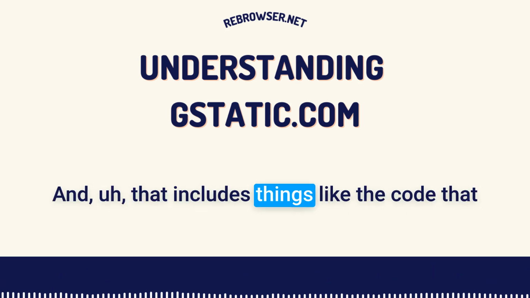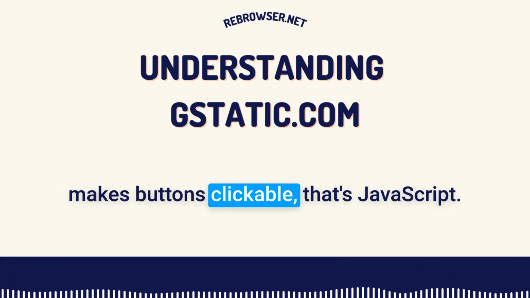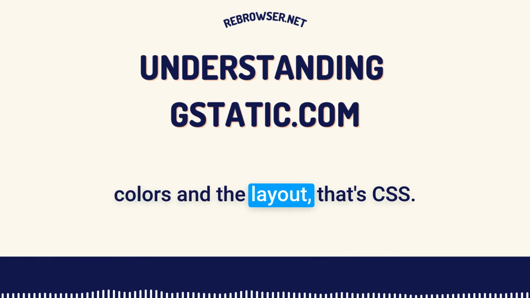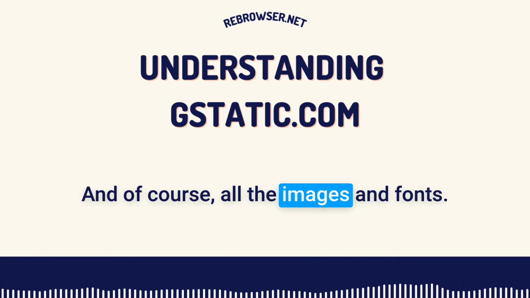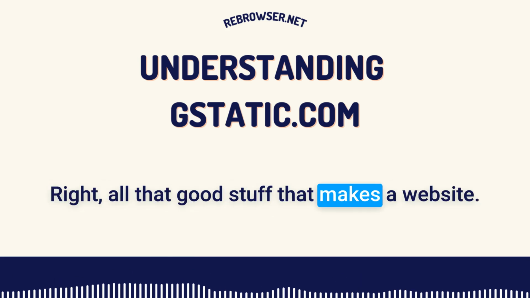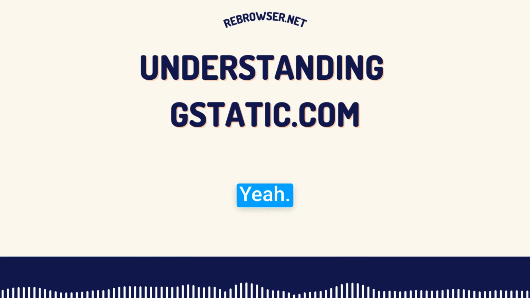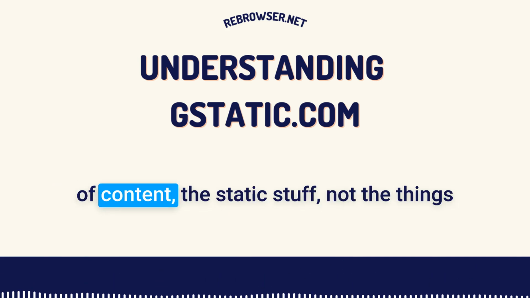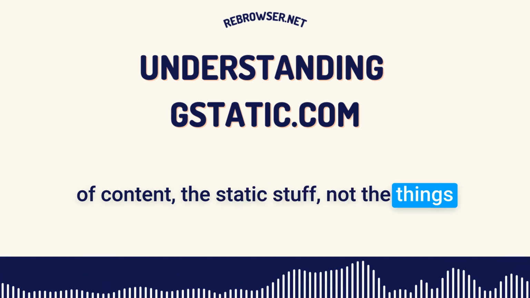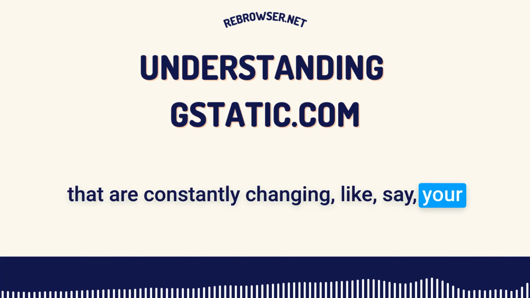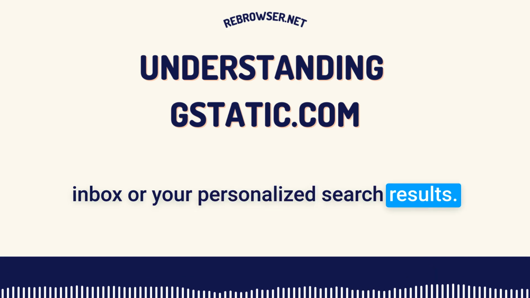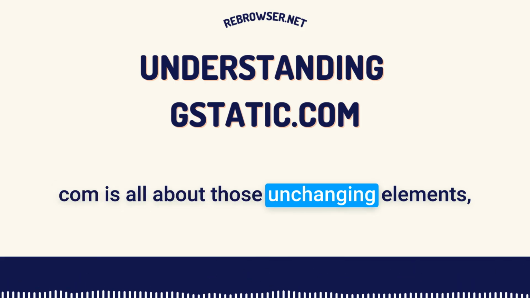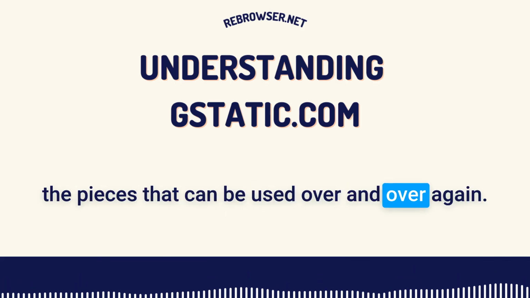That includes things like the code that makes buttons clickable, that's JavaScript. Or the instructions that control the colors and the layout, that's CSS. And of course, all the images and fonts. All that good stuff that makes a website a website. So gstatic.com is specifically built to deal with this kind of content, the static stuff, not the things that are constantly changing, like your inbox or your personalized search results. Exactly. gstatic.com is all about those unchanging elements, the pieces that can be used over and over again.